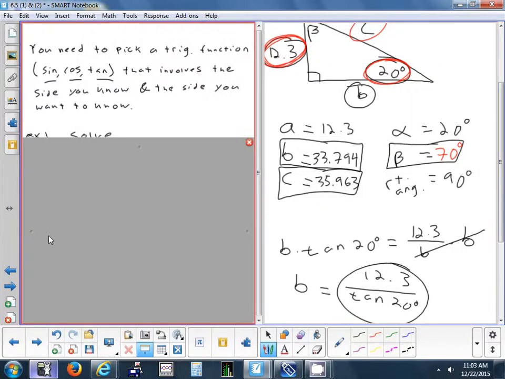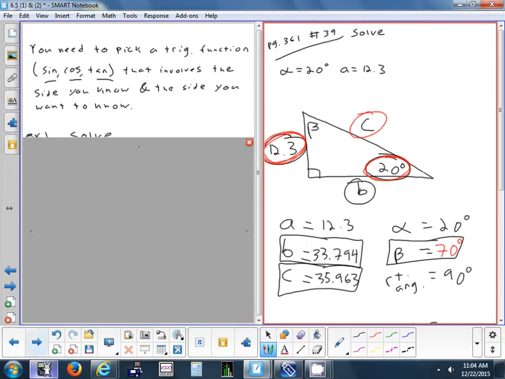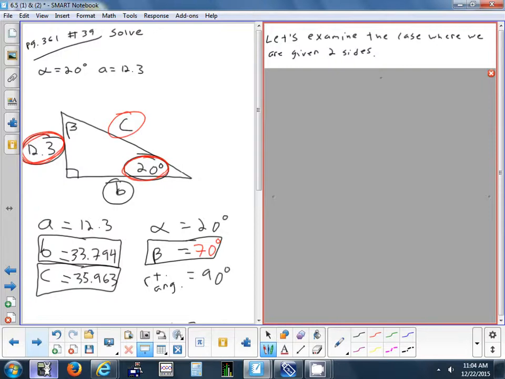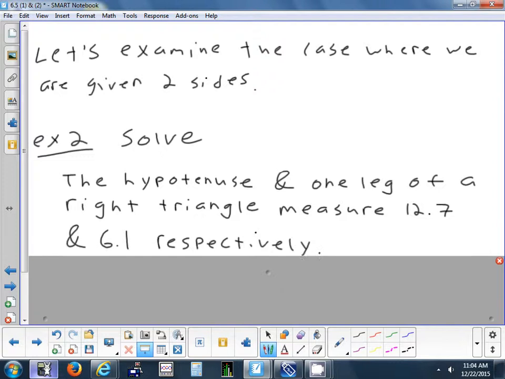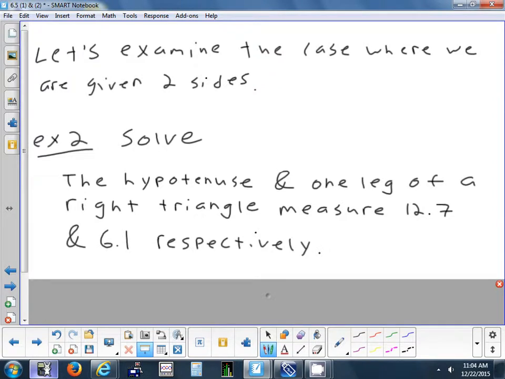Okay, so that's the case where they give you a side and an angle to start. All right, so let's look at the case where they give you two sides. In this one they didn't tell you which side is A and which side is B. It doesn't really matter. If you want to call that A, call that B, that's fine. If you want to switch them, that's fine. It's just going to switch alpha and beta.